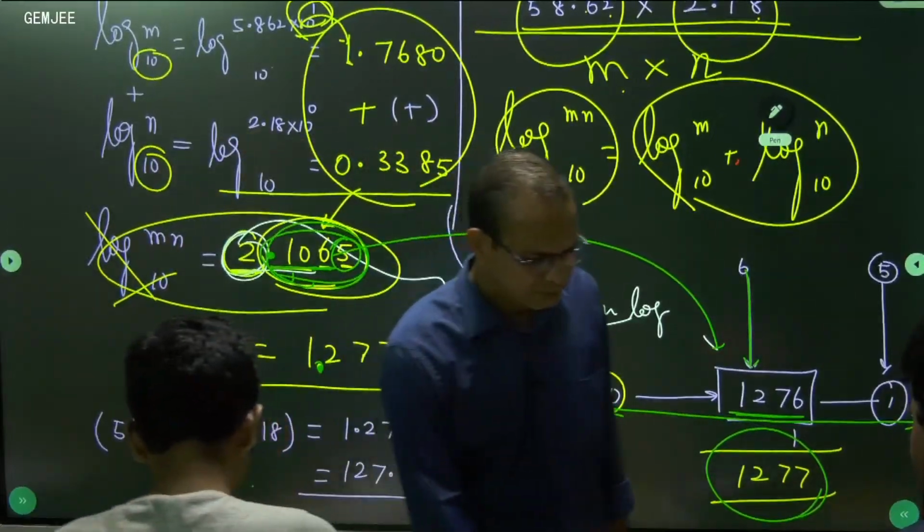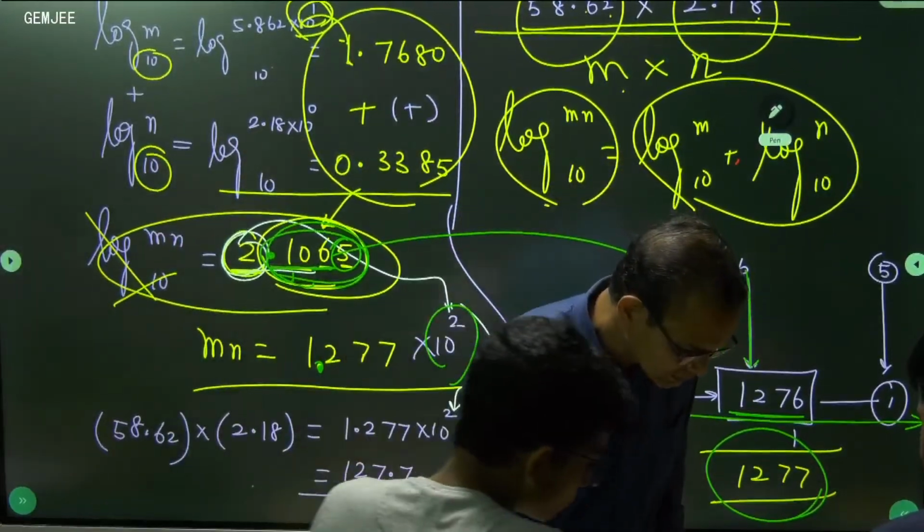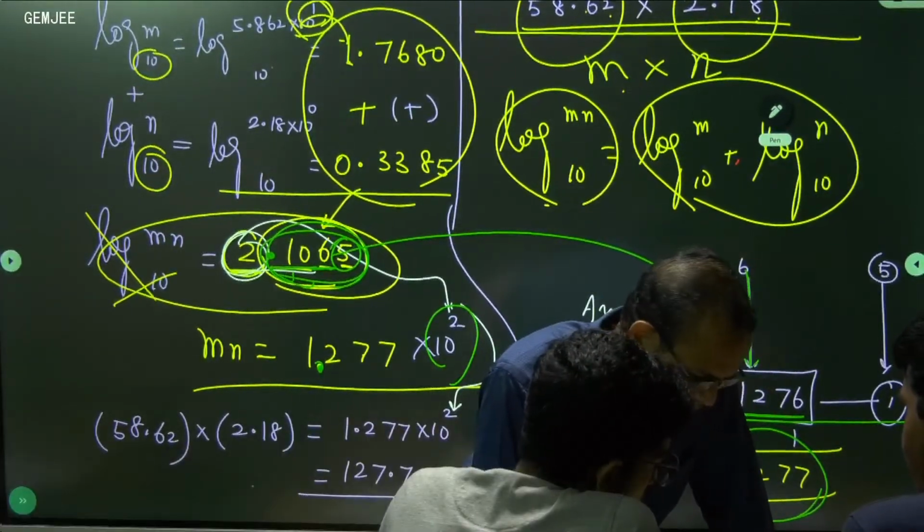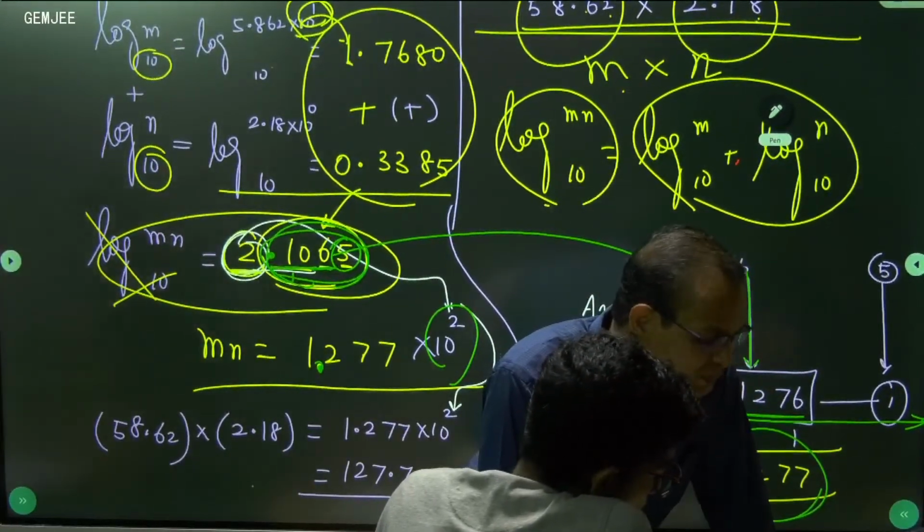Both these forms are the same, no sir? 4 power 2 and 2 power 4, both are 16. Yes, correct. But I have not yet taught base change.